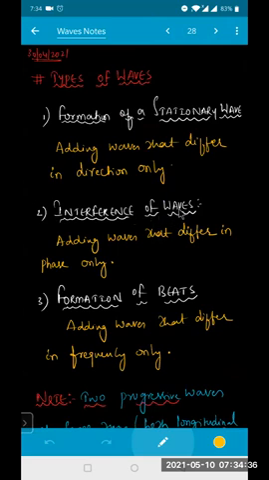What do you mean by interference of waves, beta? Adding the waves that differ in the phase only. That means when two or more waves of the same frequency travel simultaneously in the same direction or nearly in the same direction in a medium, they superimpose to give a new disturbance, which we call interference. What is interference, beta? Adding the waves that differ in the phase only. Is that clear for everyone?